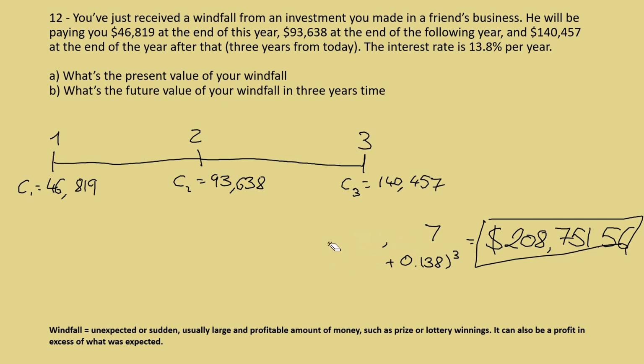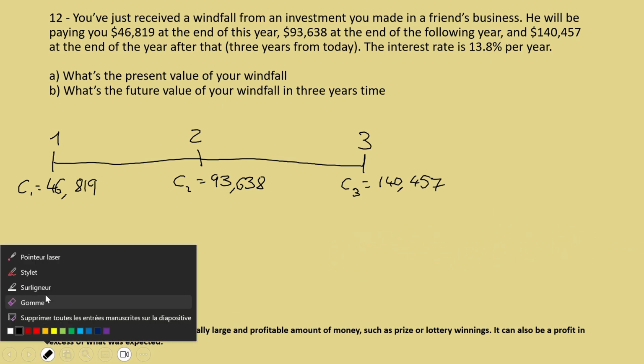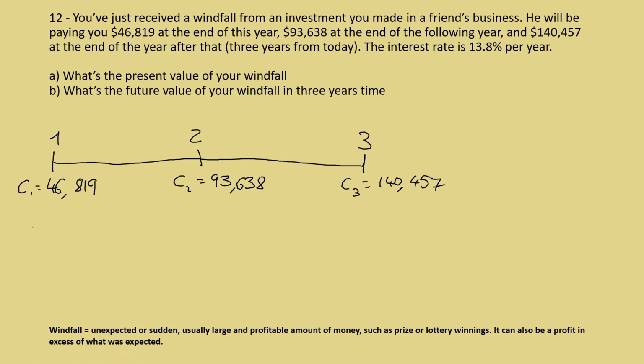Now let's look at part B. Part B says, what's the future value? So in this case, we know we're going to have to use the formula for the future value. Now I'll write down the result here. The present value is 208,751.56 because we're going to need it for part B. So part B, we need to calculate the future value, so how much the windfall today is worth in 3 years' time.